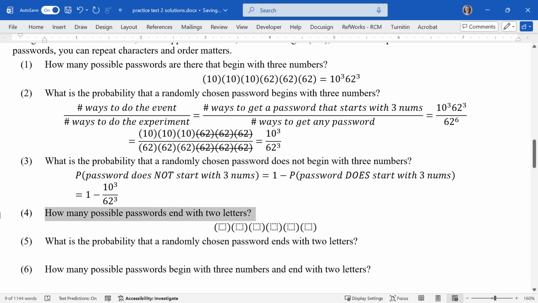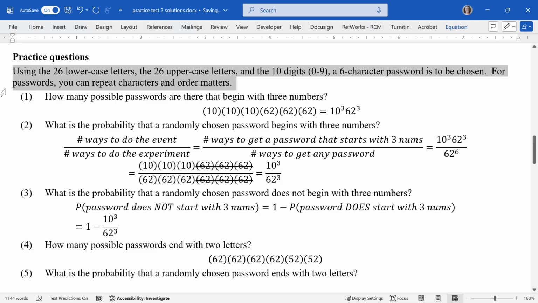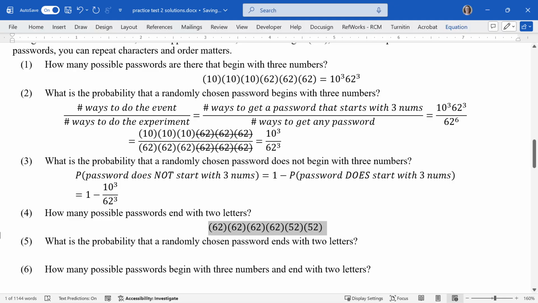So how many end with 2 letters? All right, well, if I don't care about these first 4 characters, then I can do any of the 62 characters that I have available. So upper and lowercase letters and the 10 digits. And then for the last 2, it says letters, but it doesn't say upper or lowercase. So there's 52 letters if we count upper and lowercase as different, which they are different for passwords. I think that should have been implied here. I think that it's case sensitive. All right, so that's ending with 2 letters.